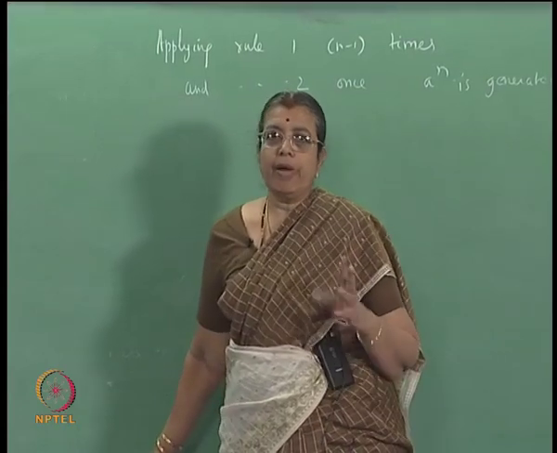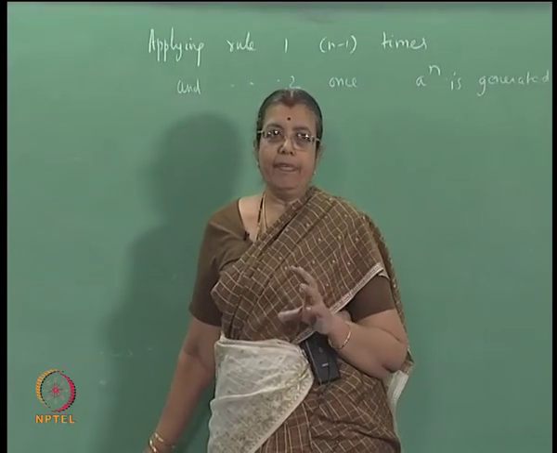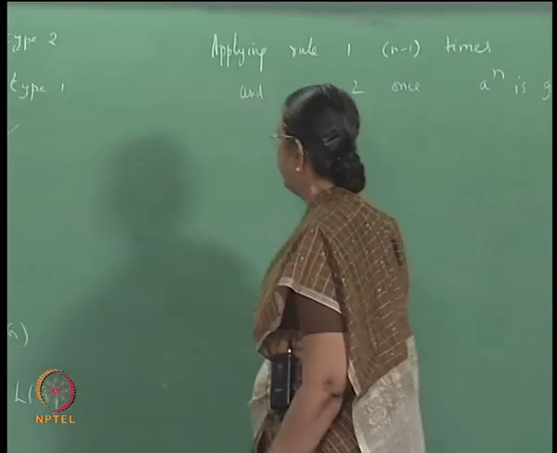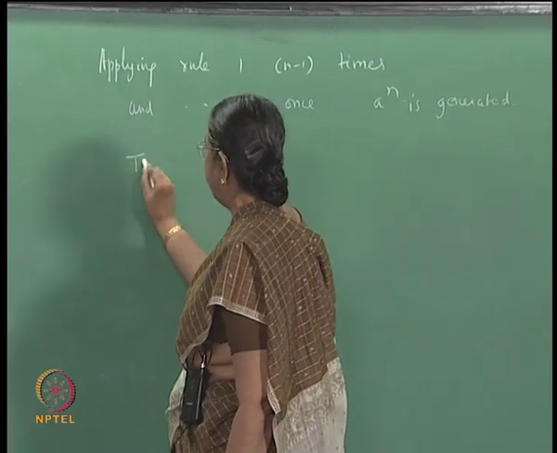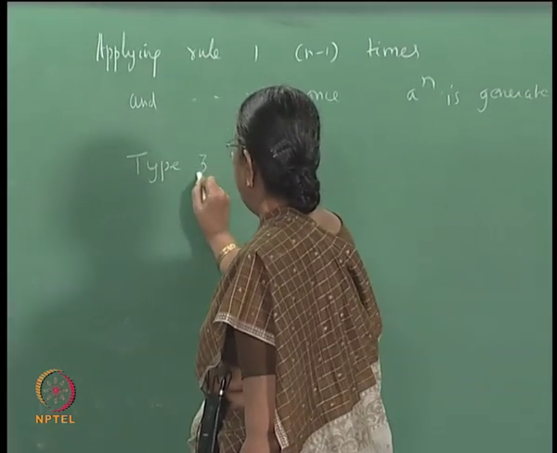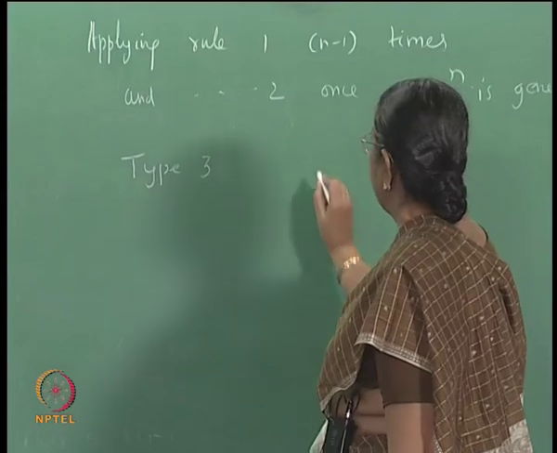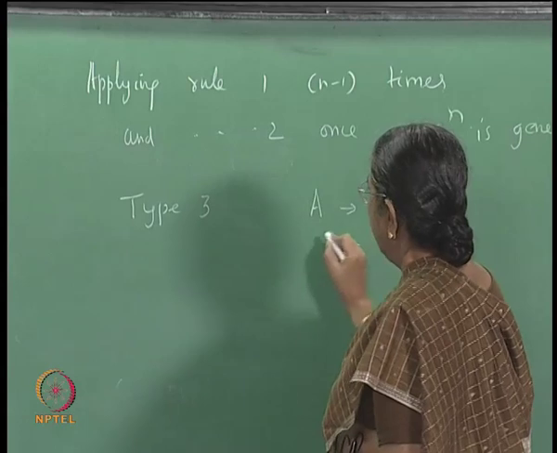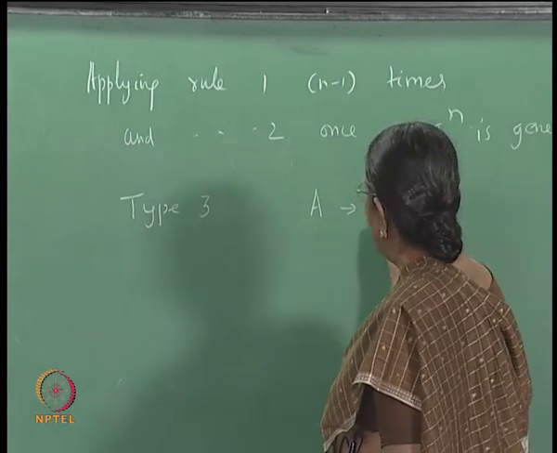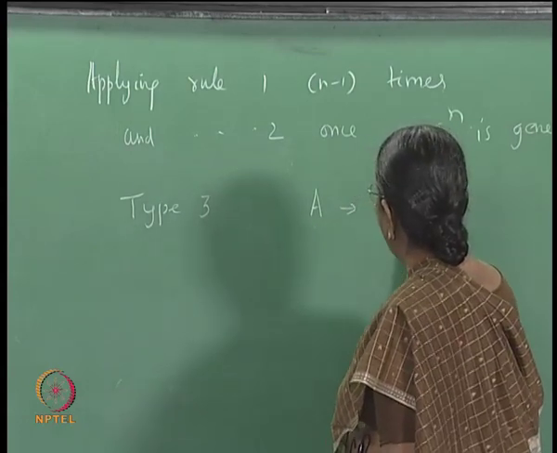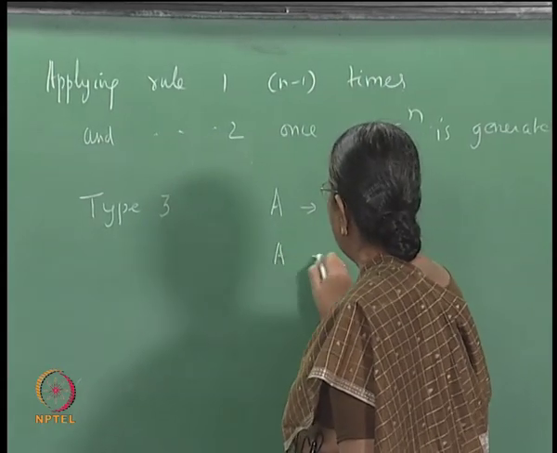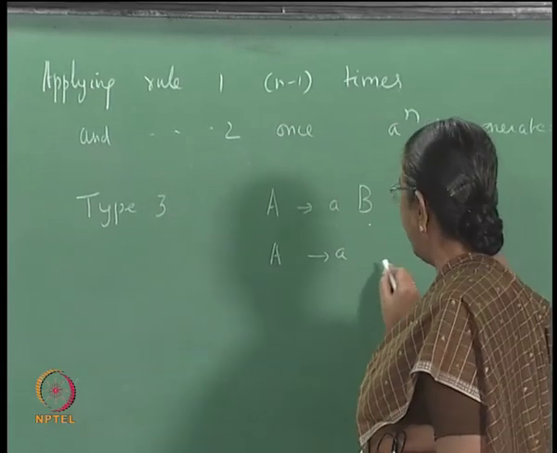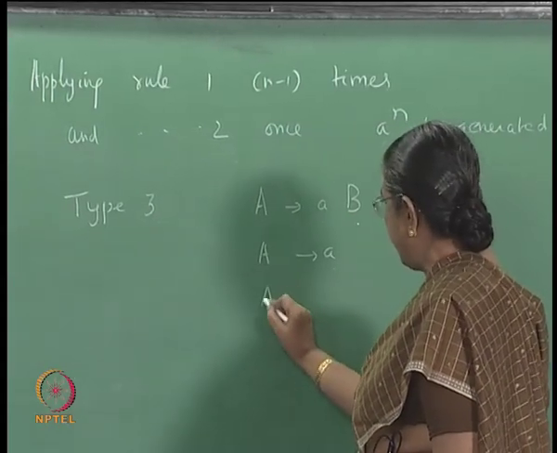Actually, you will find that there are slightly different definitions given for type 3. The way we defined type 3 is the rules are of the form A goes to aB, left hand side a non-terminal, right hand side a terminal symbol followed by a non-terminal, or a non-terminal going into a terminal, or you can also have something like A goes to epsilon.